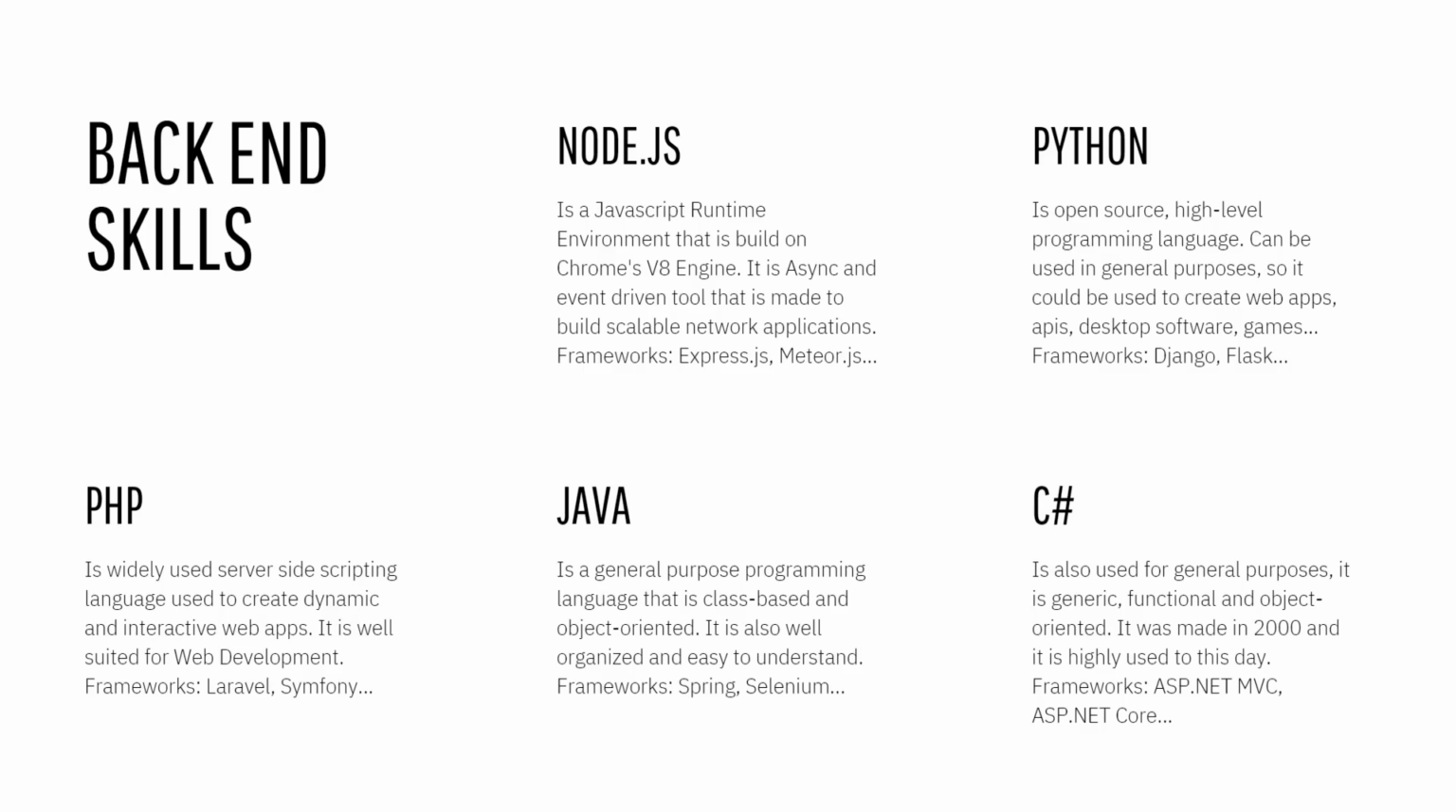C#. As Java and Python are general, C# is also. So we could see it everywhere, from our web apps through software to games. It was made in 2000 and it is highly used to this day. Frameworks for that would be ASP.NET MVC or ASP.NET Core. There are many more, but these two are mostly used.